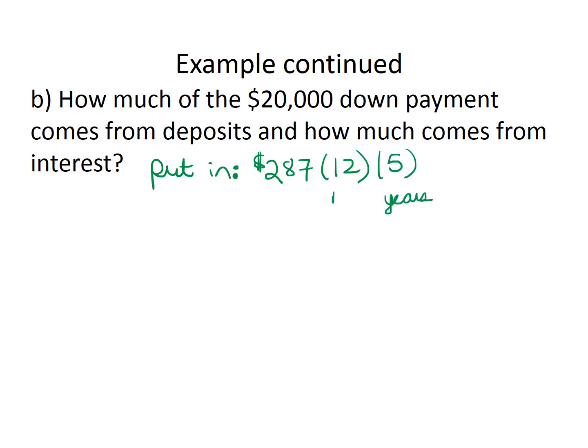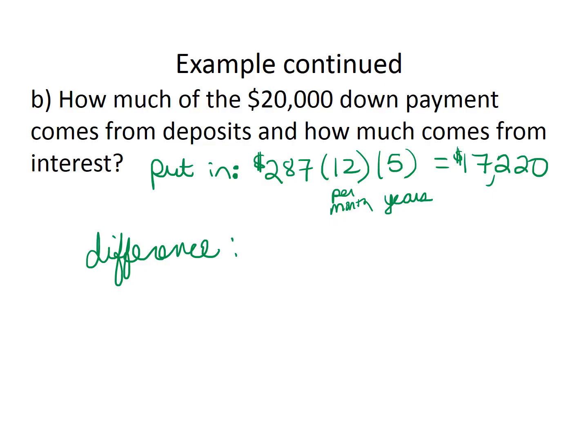All right. 287 times 12 times 5. So we put in $17,220. All right, so we just find the difference again. $20,000 minus 17,220. That should give you what? 2,780.